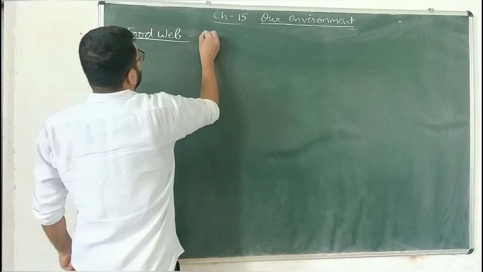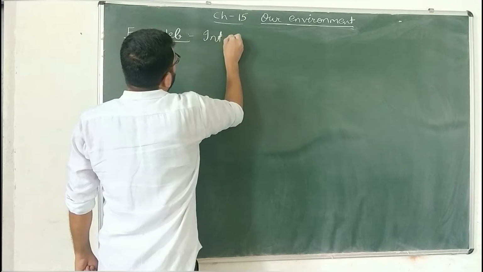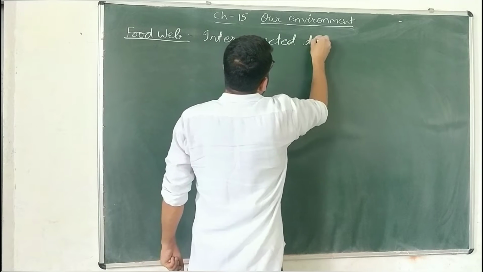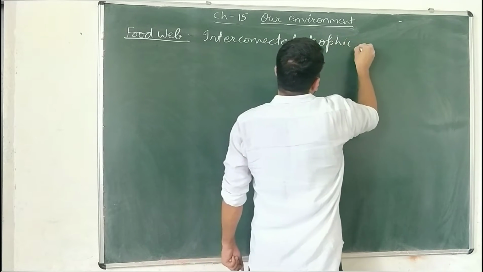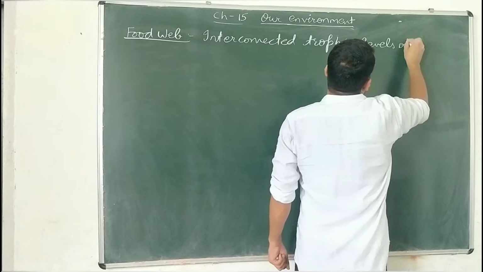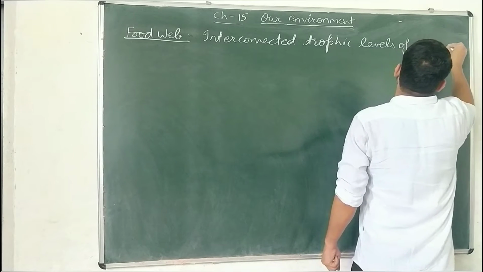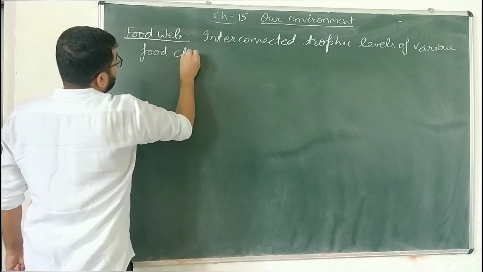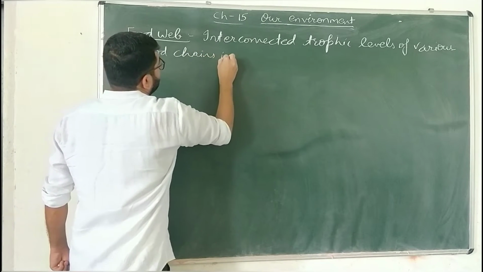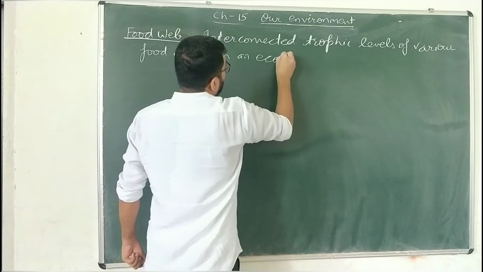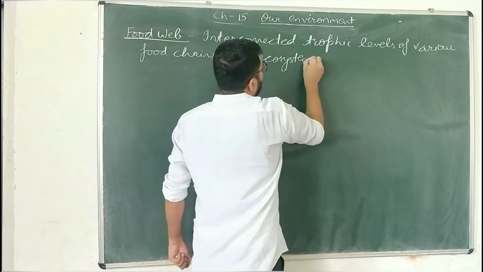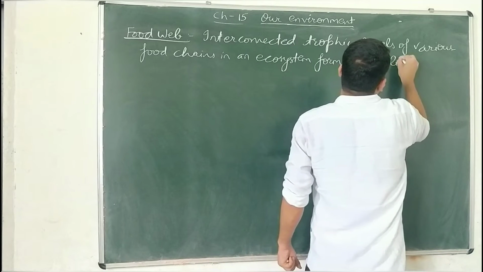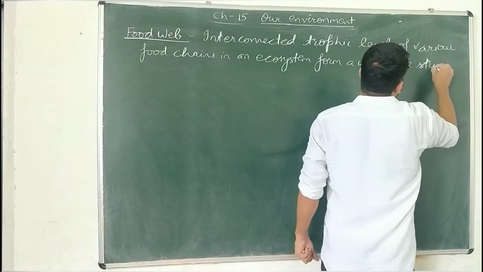So what is a food web, bache? The interconnected trophic levels of various food chains in an ecosystem form a web-like structure, and that web-like structure is known as food web.